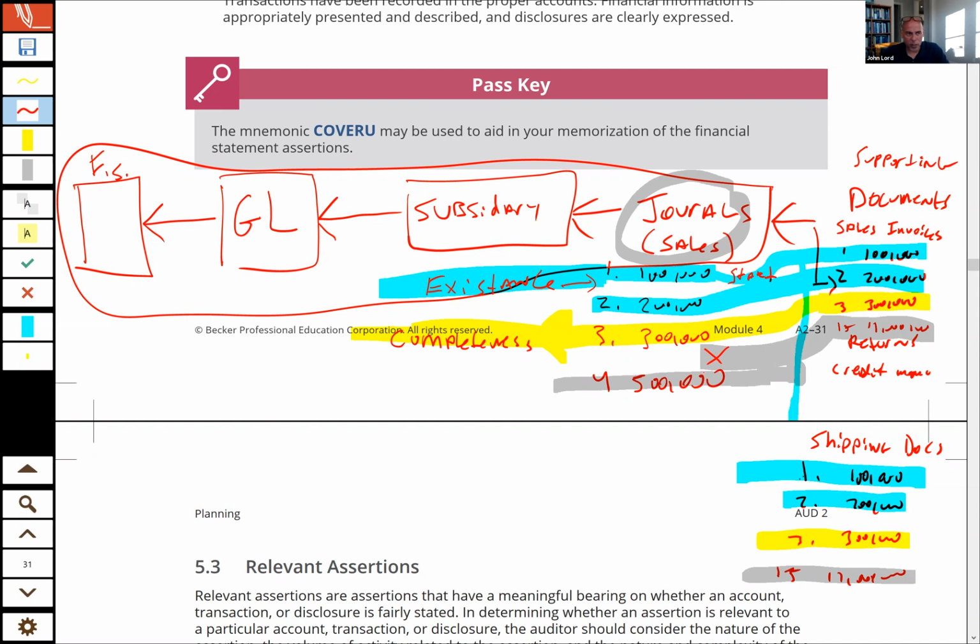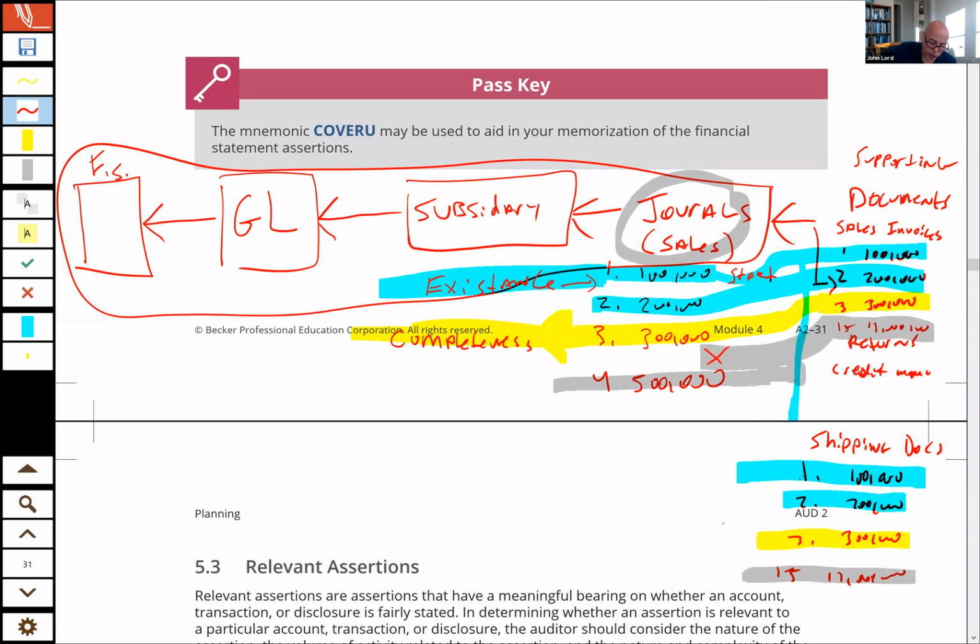Now at this point, maybe my professional skepticism is starting to light up a little bit, because who is this Bob and where is he and what kind of other errors did he make? And maybe I'm going to respond to that by making further inquiry or expanding my sample, etc. These things kick in as you start to find an error. So when we're dealing with completeness, we go what? From the supporting documentation back to the financial statements.